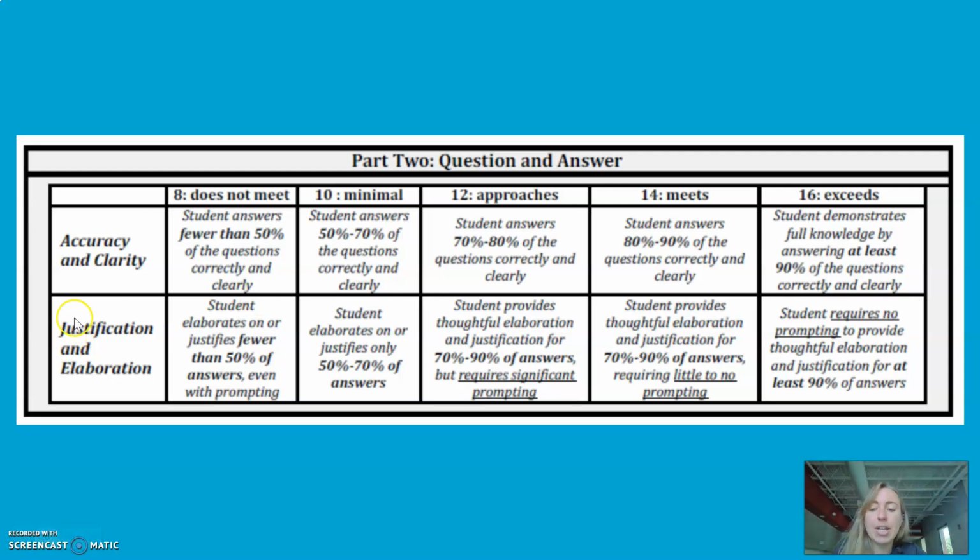Then there's the justification and elaboration. I find that students have a much harder time getting full credit on this. Full credit is: student requires no prompting to provide thoughtful elaboration and justification for at least 90% of answers. So this is the part of the rubric that's asking you to expand on your answers before they ask you any follow-up questions.